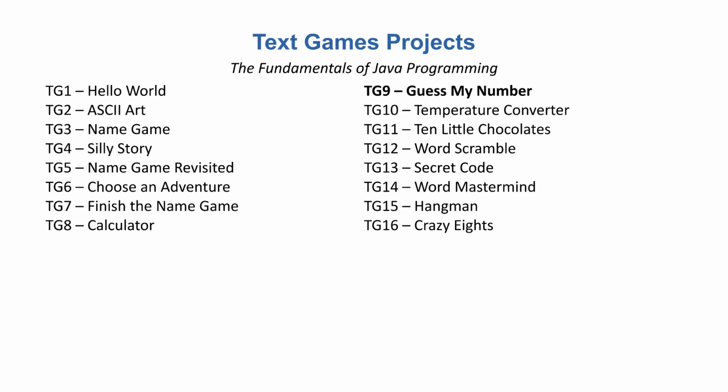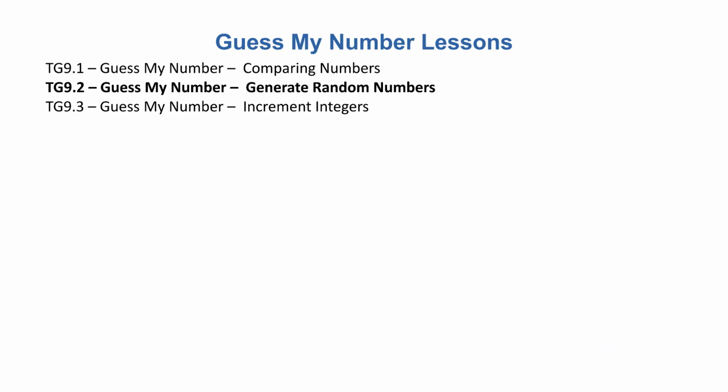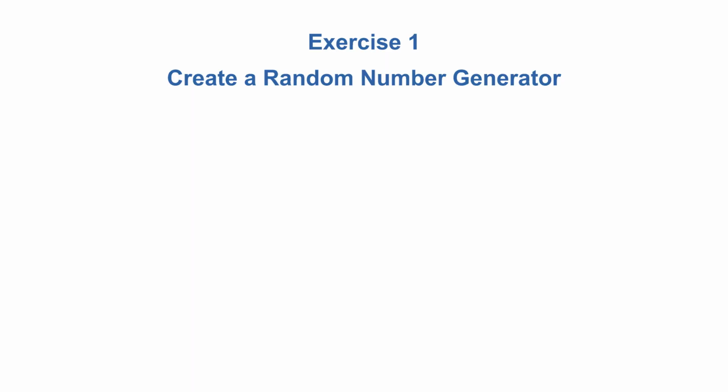We're currently working on the 9th project, TG9, Guess My Number. In this project, we'll create a game to guess a randomly selected number like this. This is lesson TG9.2, where you'll learn how to generate a random number. In the last project, we wrote a pretty complete number guessing game. In this lesson, you'll change the program to pick a random number for the user to guess.